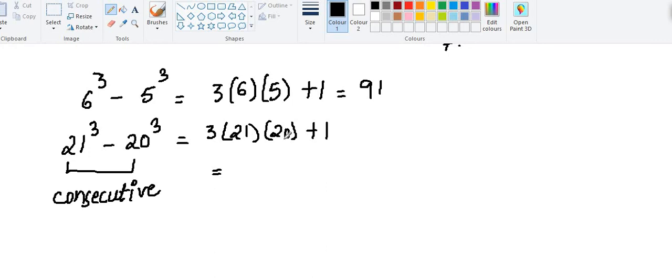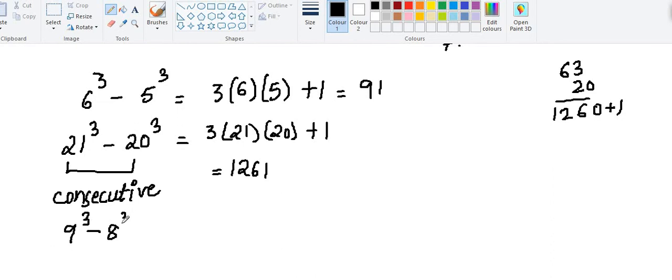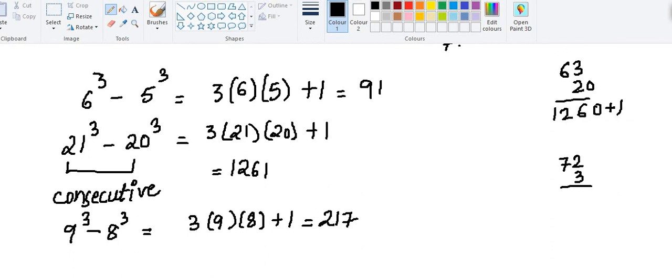So multiply them, and you will get 1261. Suppose I want to calculate 9 cube minus 8 cube, what will be the answer? It will be 3 times 9 into 8 plus 1. So it is 72 multiplied by 3, which is 216, plus 1. So it will be 217.